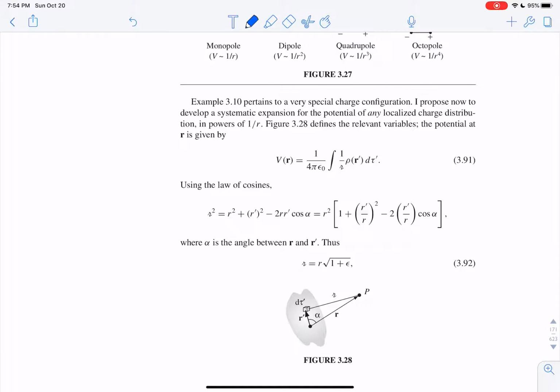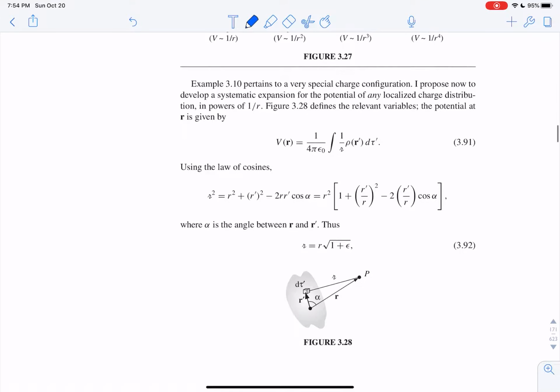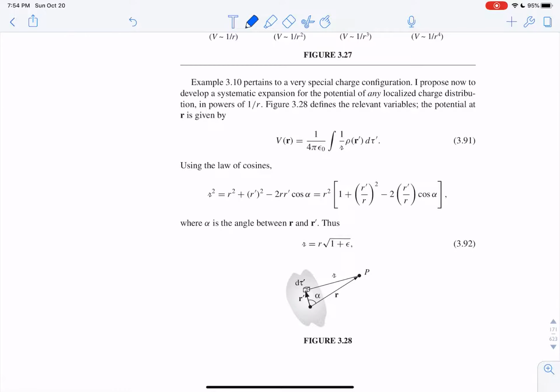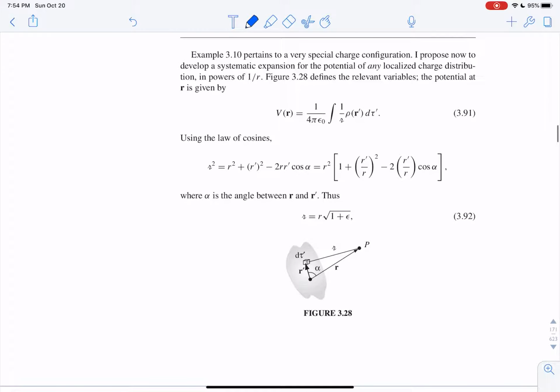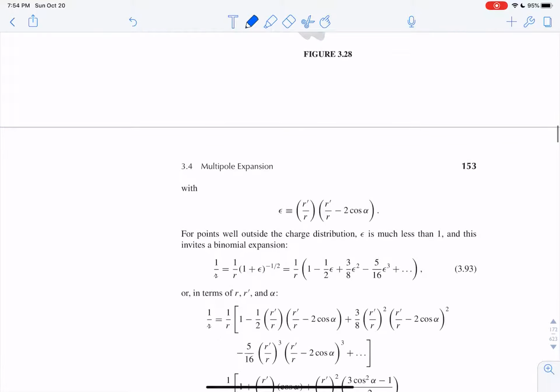Okay, and we can use the law of cosines to then, again, put our r squared into some generic r squared plus r prime squared minus 2r prime cosine alpha. And then alpha is this angle between r and r prime, okay? And then we can write r in terms of the magnitude r here times the square root of 1 plus epsilon, where epsilon is defined to be this ratio. And then for points well outside the charge distribution, epsilon is much less than 1.